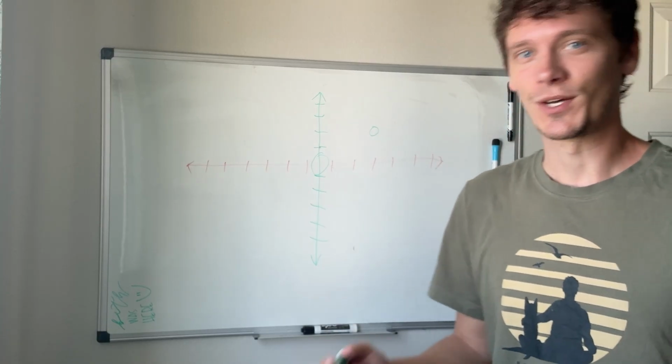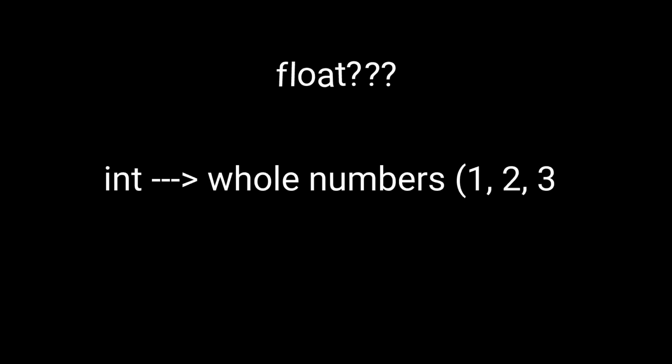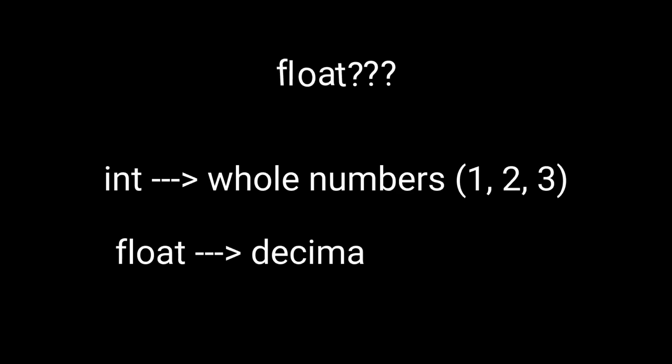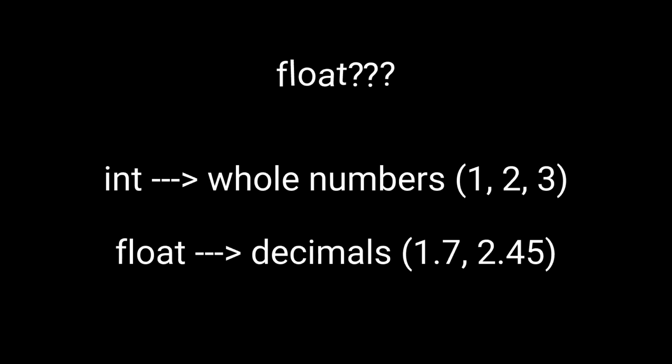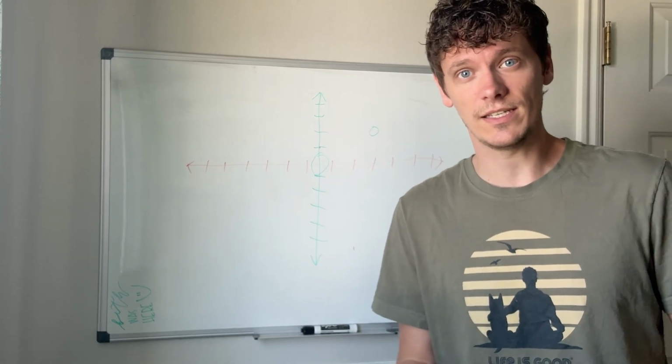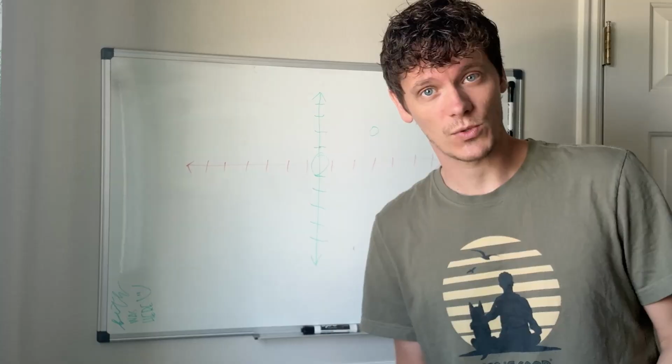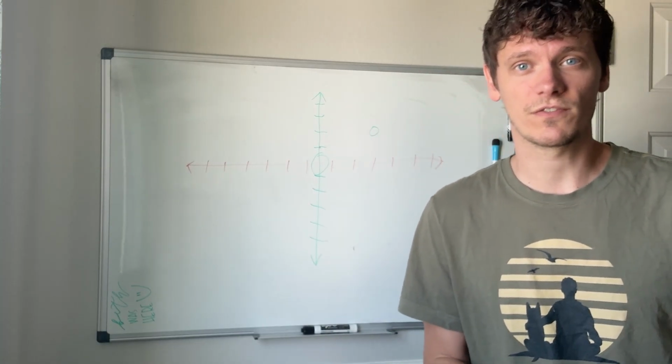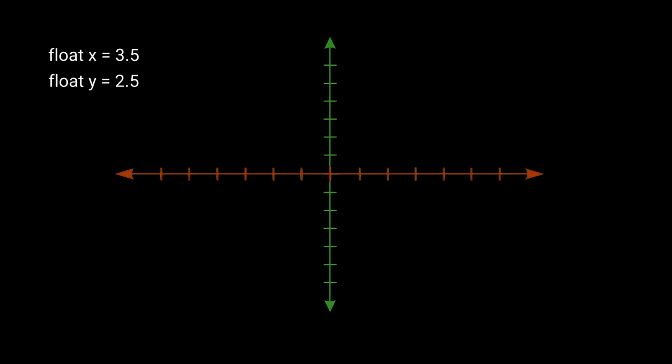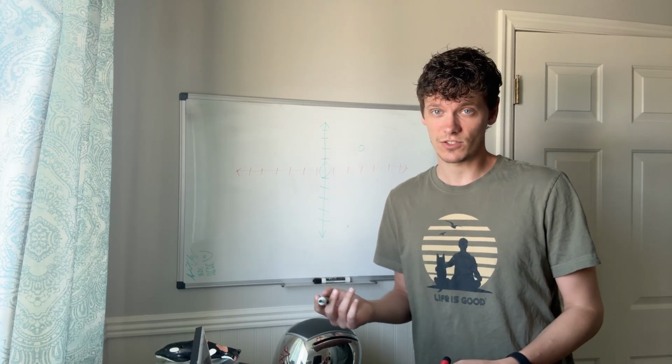Now really quick, what in the world is a float, and why are we using it? Well, remember integers, or int? An int is made of whole numbers, like 1, 2, 3. A float can have decimal places, like 1.7 or 2.54. You can be a lot more specific with things that need it, like position. For example, we could do float x equals 3.5 and float y equals 2.5. That puts us in a position now between 3 and 4 on the x-axis and between 2 and 3 on the y-axis. We couldn't access this position if we just use integers.